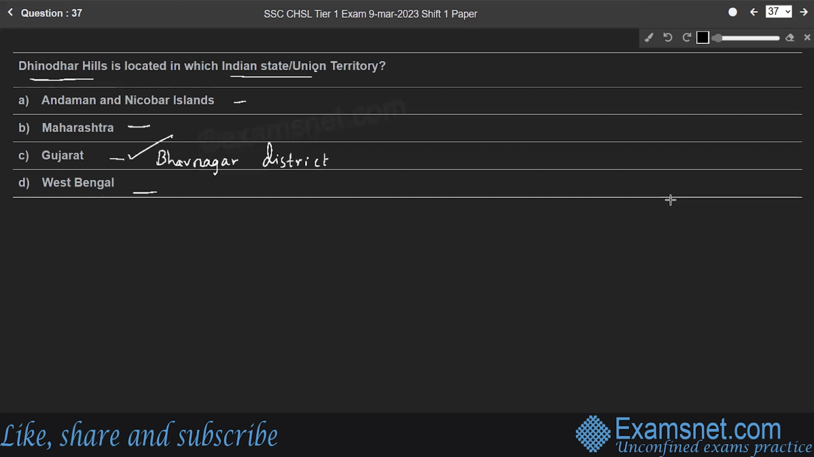So these hills are situated in the Gir Forest National Park, which is known for its population of Asiatic lions. The hills are home to a wide variety of flora and fauna and offer breathtaking views of the surrounding landscape. The area is also renowned for its spiritual significance, as there are several ancient temples and holy sites located in and around the hills. Option C is the right answer.